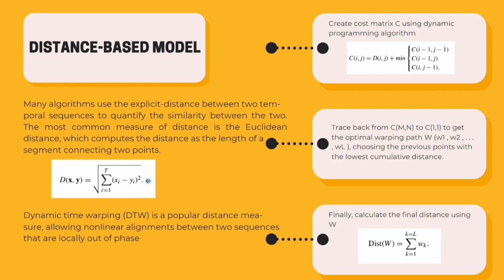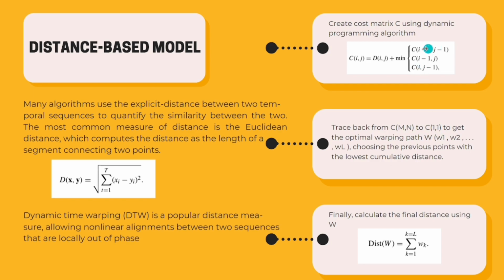This is a very simple method, but we can use more efficient methods as well, like dynamic time warping. It is a popular distance measurement tool which allows nonlinear alignment between two sequences as well. For this, we create a cost matrix using a dynamic programming algorithm, and we use a top-down DP approach to calculate the optimal path, choosing the previous point with the lowest cumulative distance.